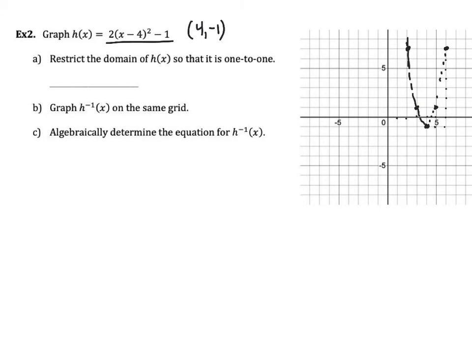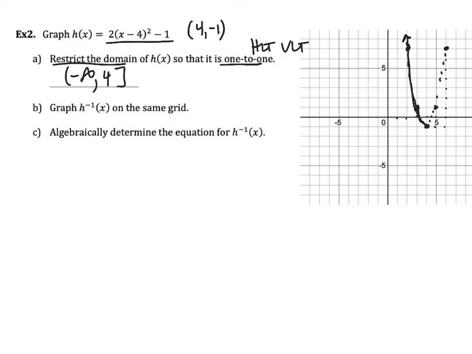Just for fun, let's go ahead and limit it to the left-hand side of the parabola. I don't think the answer key in the notes did that, but let's just do the left-hand side of the parabola. So if I'm going to limit it to the left-hand side of the parabola, then I'm going to go from negative infinity to 4. Right? So I restricted the domain so it passes both the horizontal line test and the vertical line test.